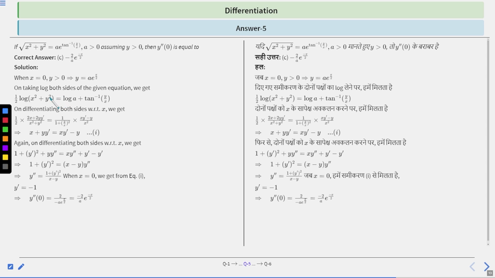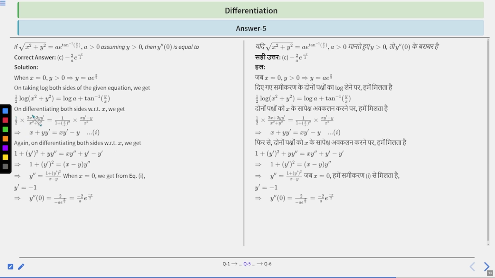So on taking log on both sides of the given equation, we get 1/2 log(x² + y²) = log a + tan⁻¹(y/x). Now we can differentiate both sides with respect to x. Differentiation will be easy, and that's why we have taken log.